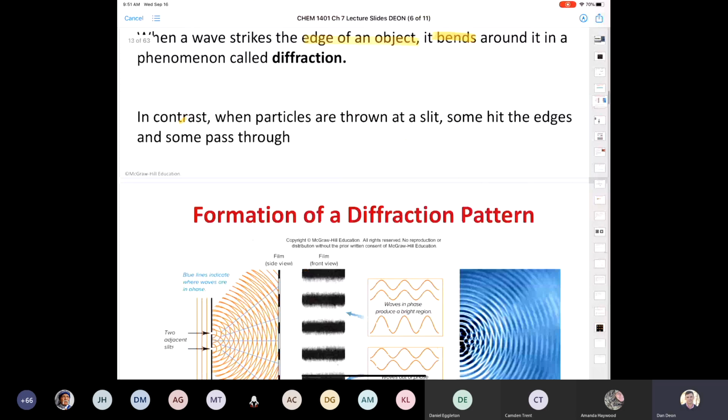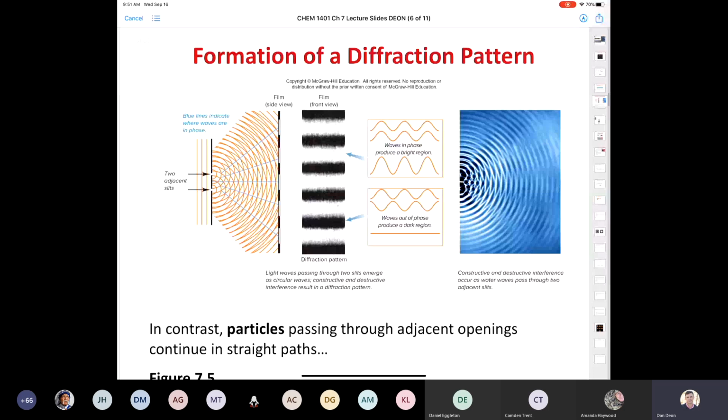All right, so some interesting definitions to get us cooking here. Now it says the formation of a diffraction pattern. In contrast, particles passing through adjacent openings continue in straight paths. Now that was what I mentioned on the last slide. But if you look at what's happening here, we're taking light waves, and we have two slits here. Maybe you can't see where I'm pointing. Let me get my highlighter. Oh, that's not a highlighter, is it? So I have a slit here and a slit here, okay? And I shine a light. Now, those slits have to be really narrow.